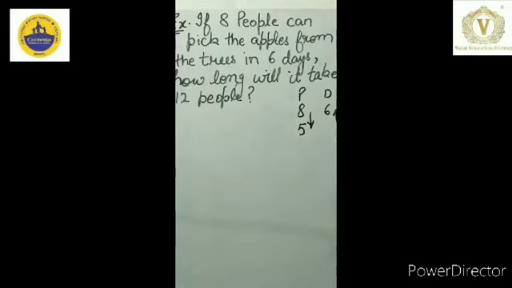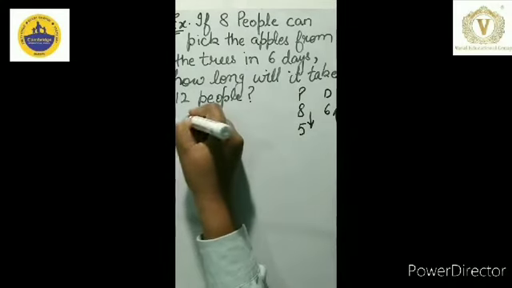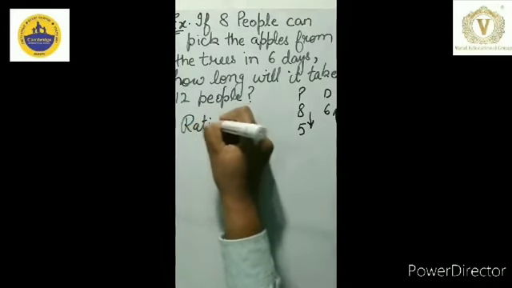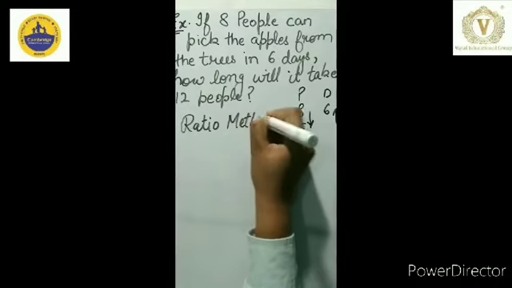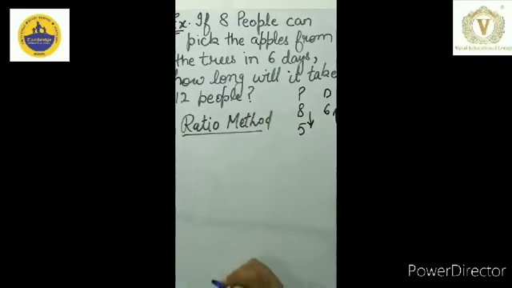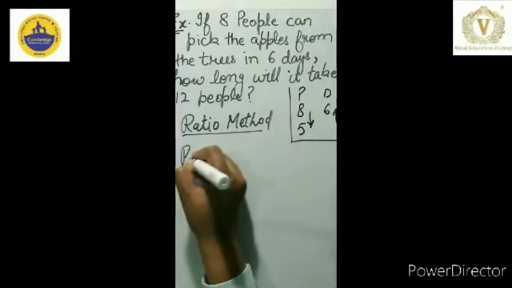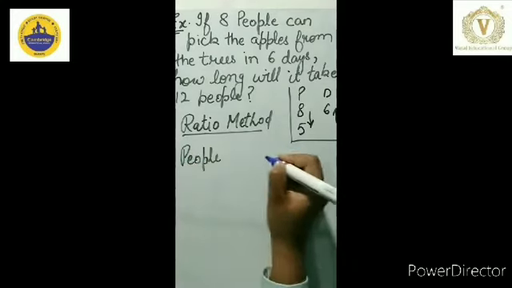Fine. And there are two ways to solve inverse proportion as well. One is the ratio method. So first of all, I'm going to discuss the ratio method. In that method, you have to identify the two quantities. Okay, so the two quantities are people and days.